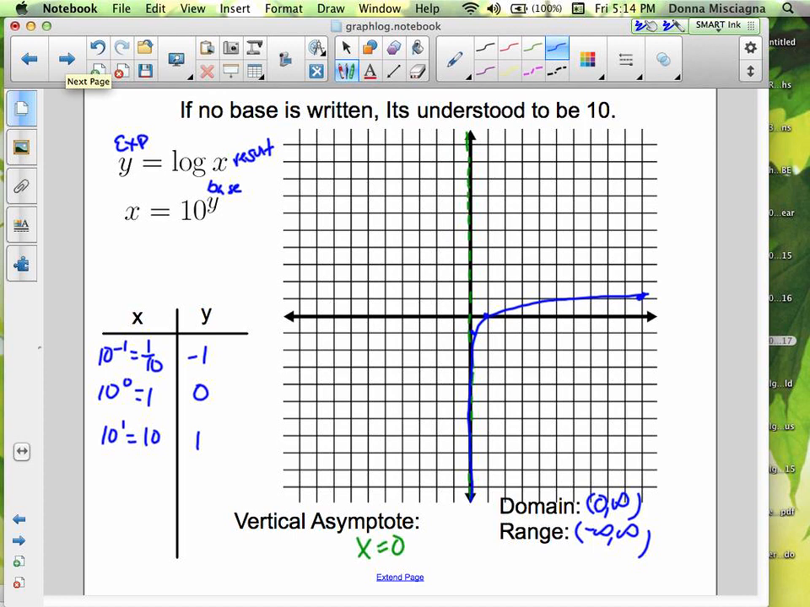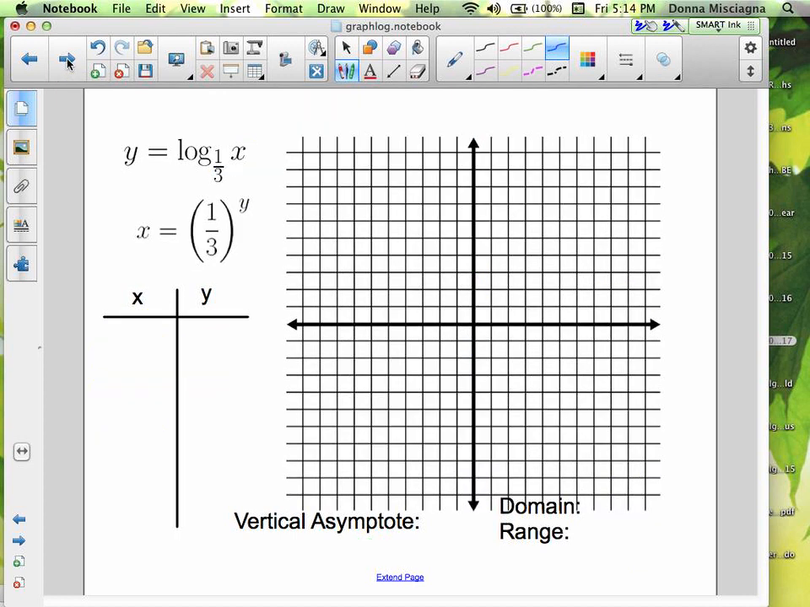Okay, let's graph another one. All right, so now we have a decay. Our base is between 0 and 1, and this one's in your notes. We have y equals log base 1/3 of x. All right, so we rewrite that in exponential form. Base raised to a power gives us the result. All right, so we'll plug in 2, 1, 0, -1, -2.